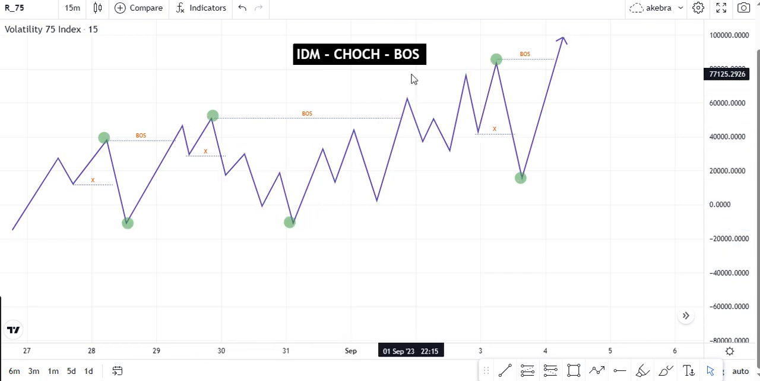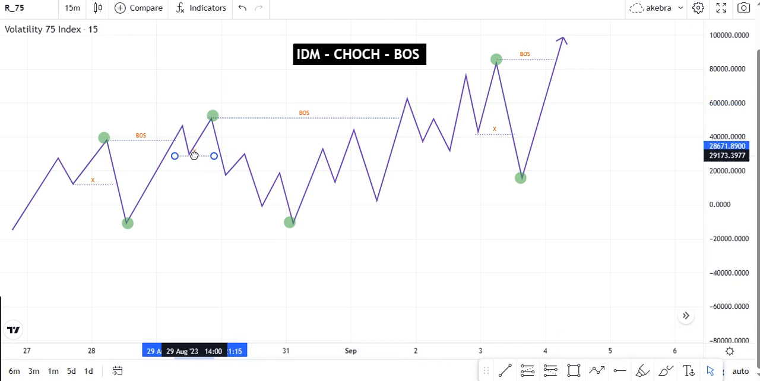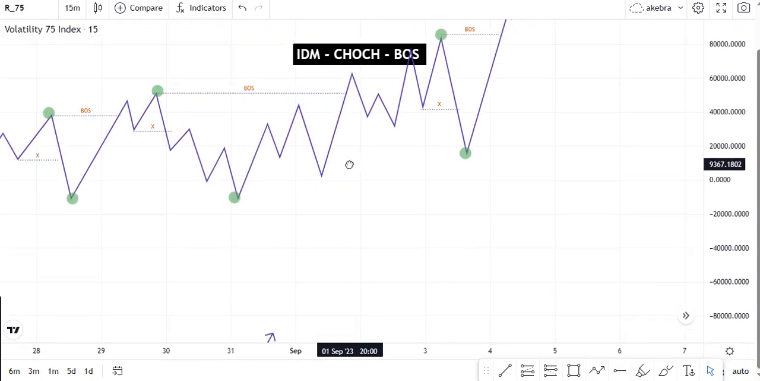Okay, this is now an impulsive move. So when the market closes above this high, after this inducement is taken out, that becomes the completion of this move right here. This is our break of structure, this point. So what is the change of character?